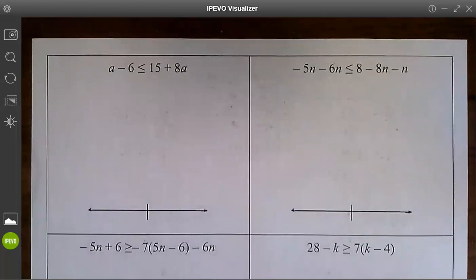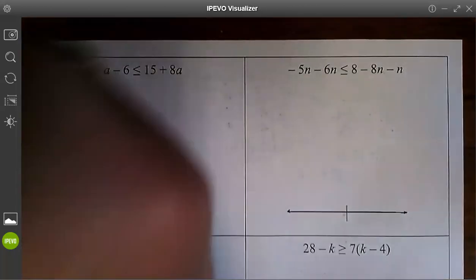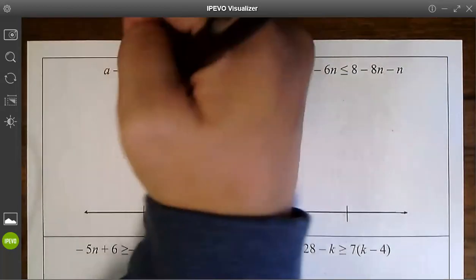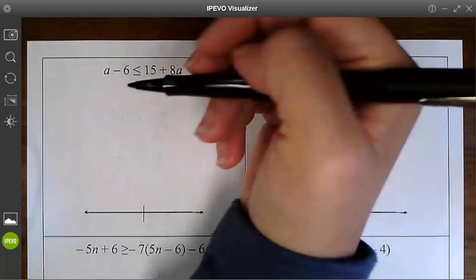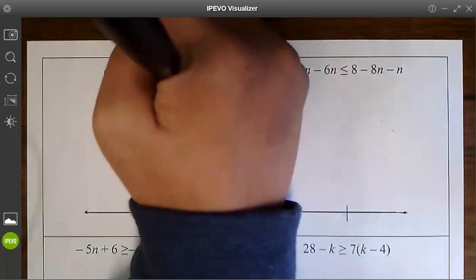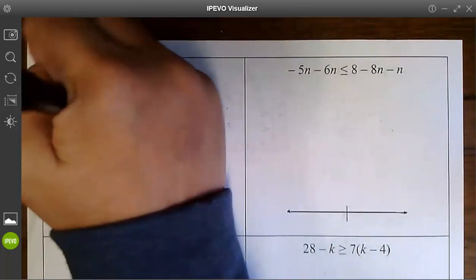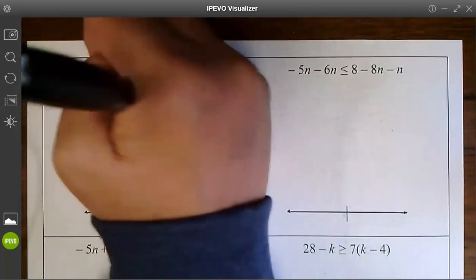Next, negative 6 is less than or equal to 15 plus 8a. So I'm going to get my a's together. Because I want my variable on the left-hand side, I'm just going to go ahead and move that 8a to the left. I have negative 7a minus 6 is less than or equal to 15.